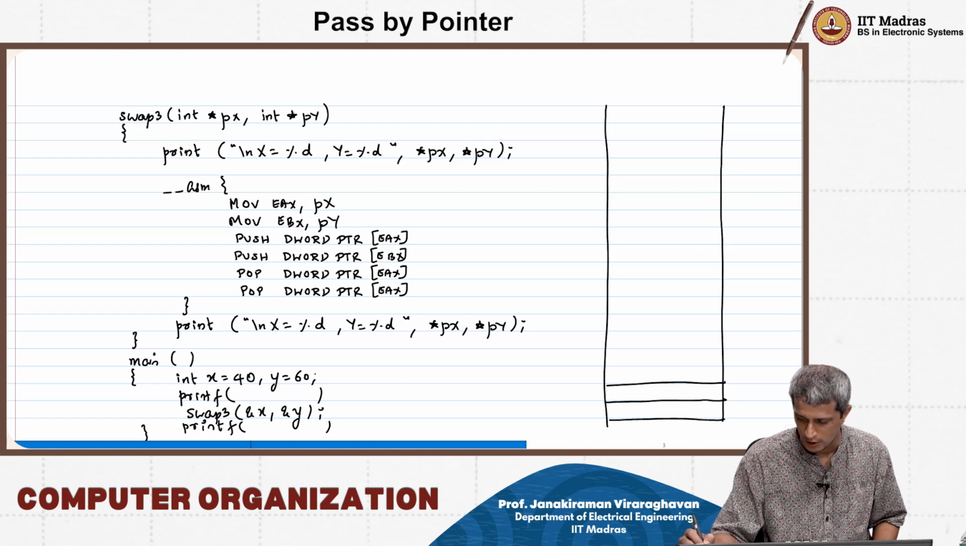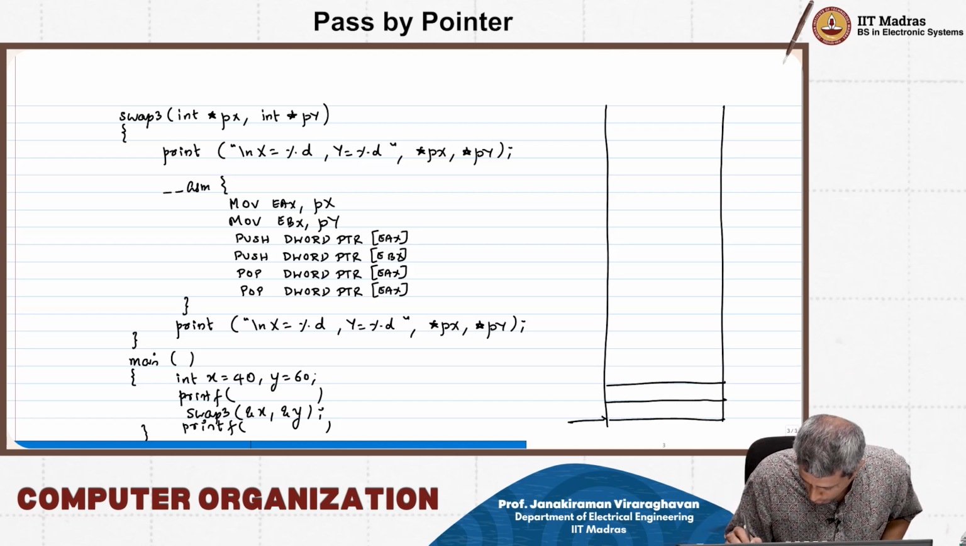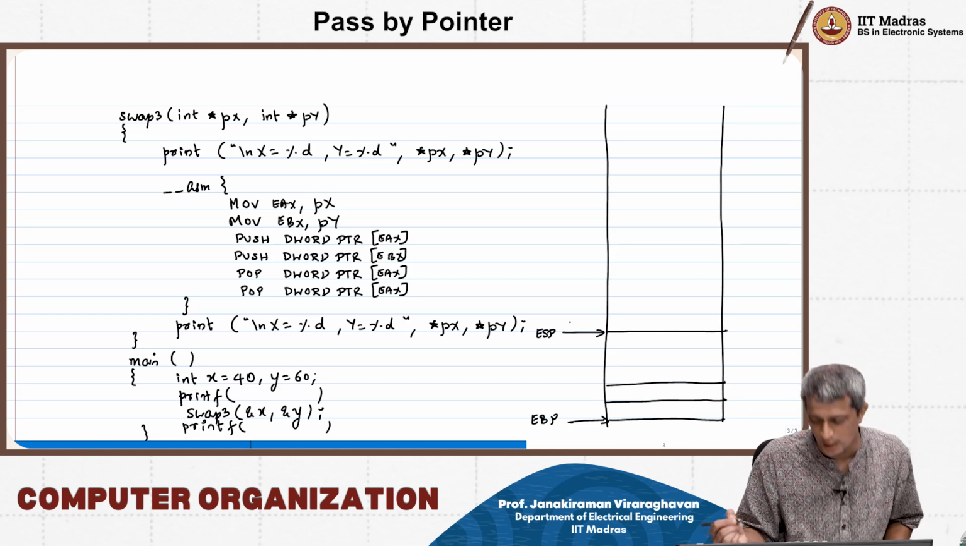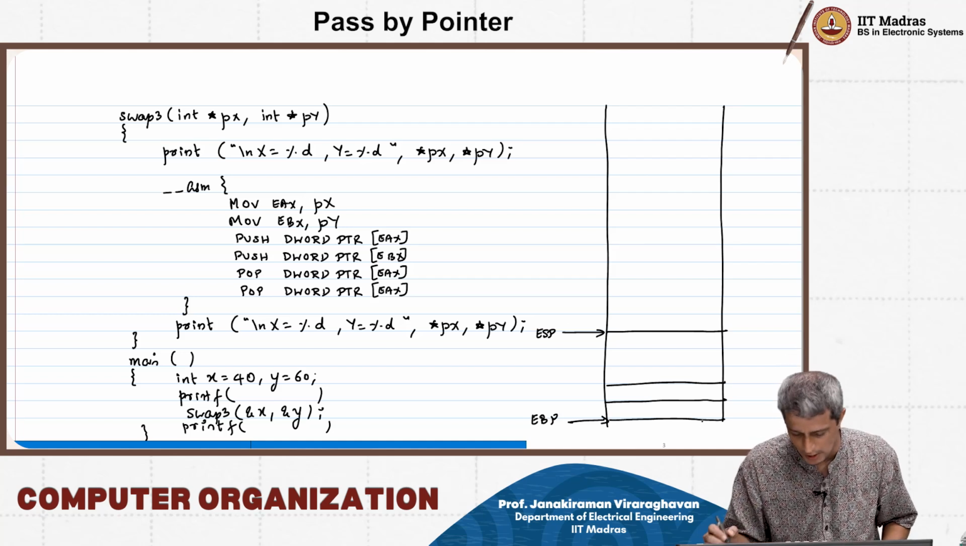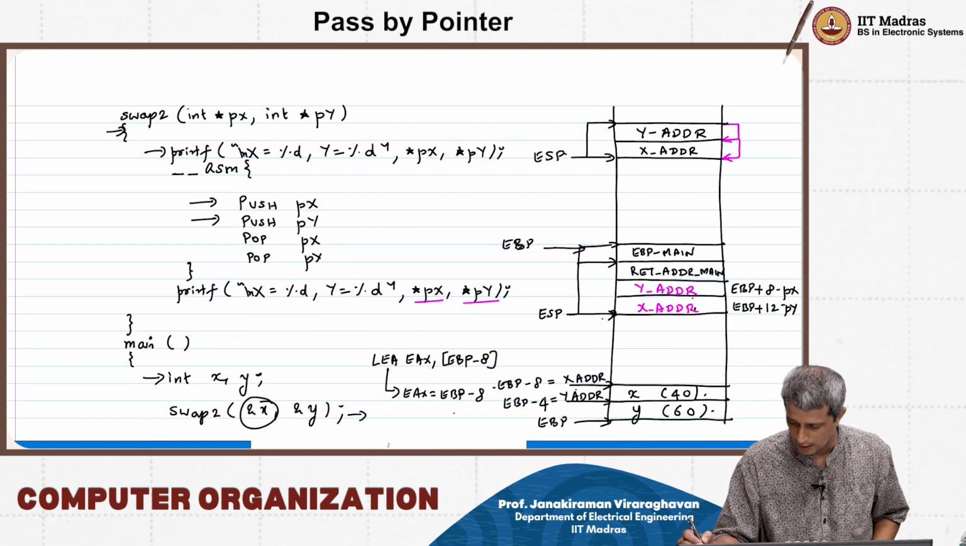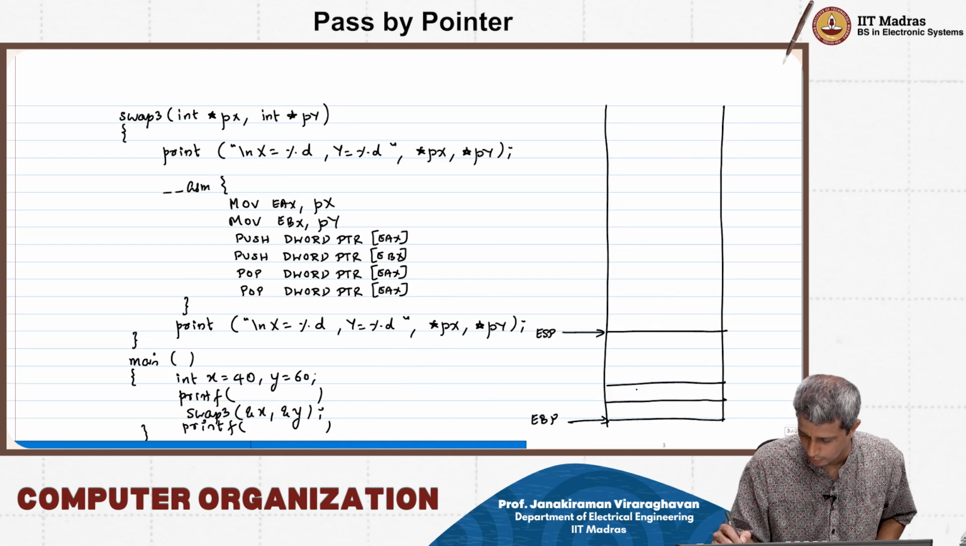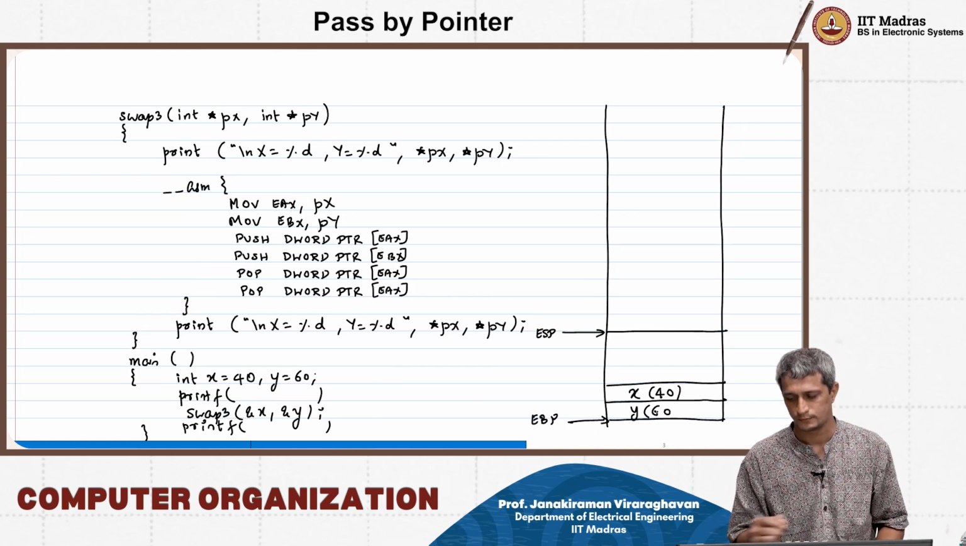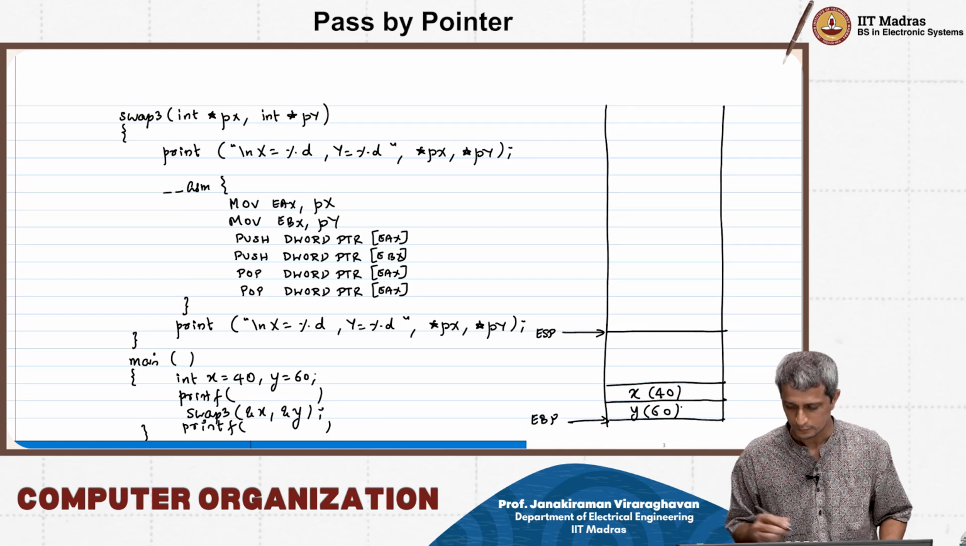Okay. So, let us look at this. This is where my EBP is in main. This is where my ESP is pointing after the prologue has been executed in main, right? And I am going to do x on top, x 40, y 60. Okay.